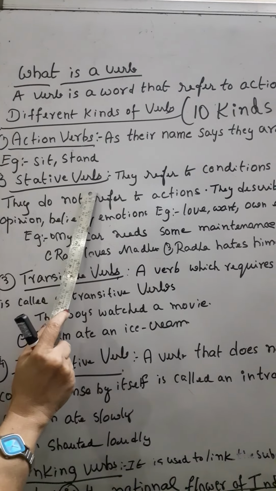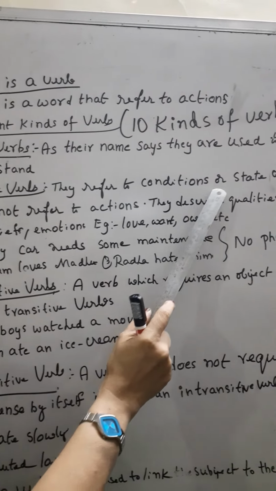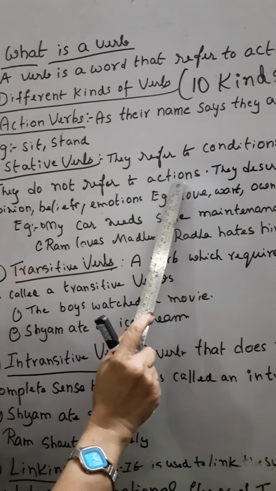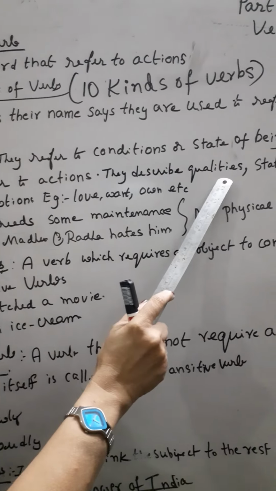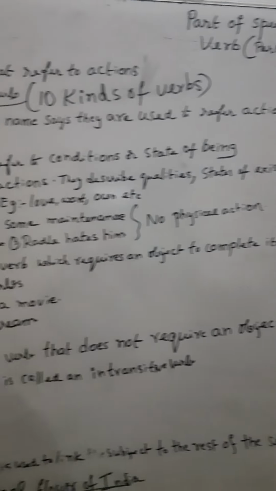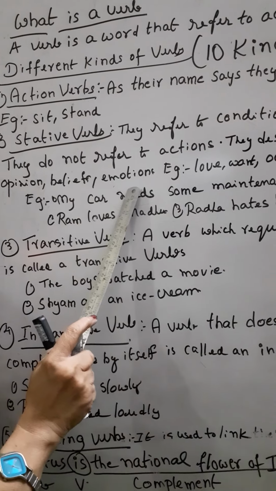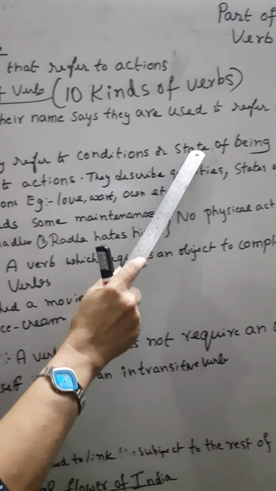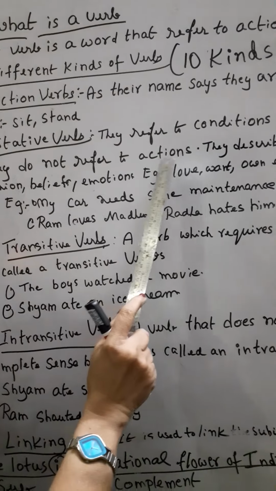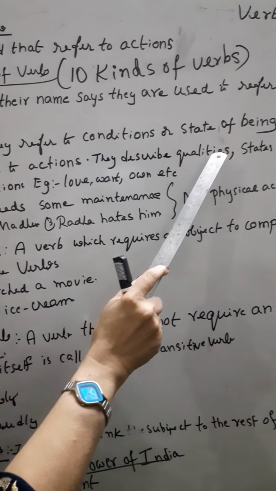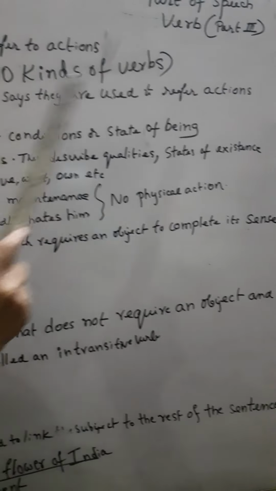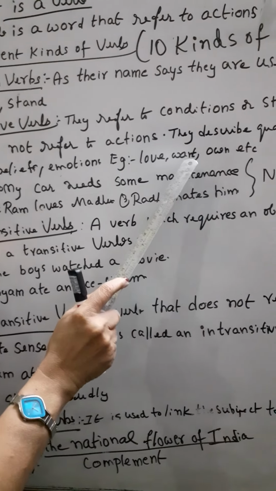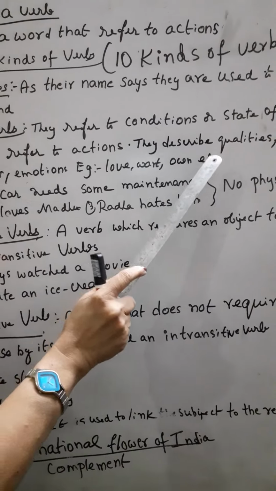Then stative verb. They refer to conditions or state of being. They do not refer to actions. They describe qualities, states of existence, opinions, beliefs and emotions. Example, love, want, or etc.